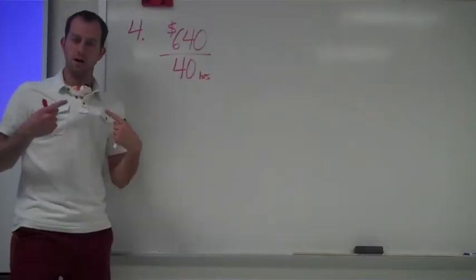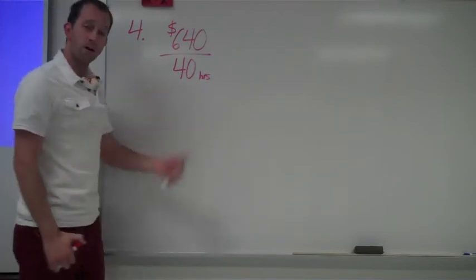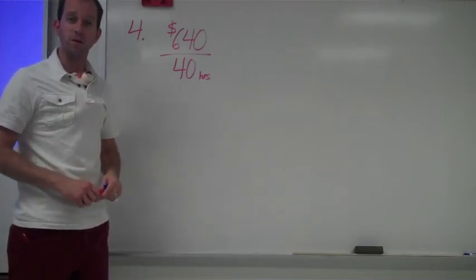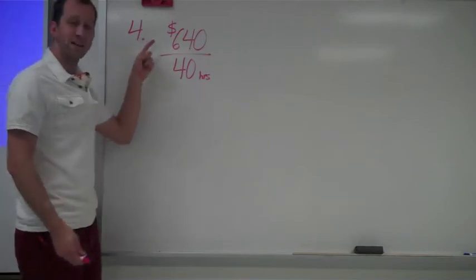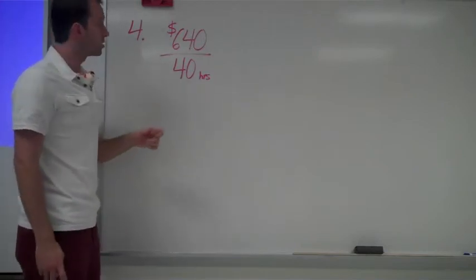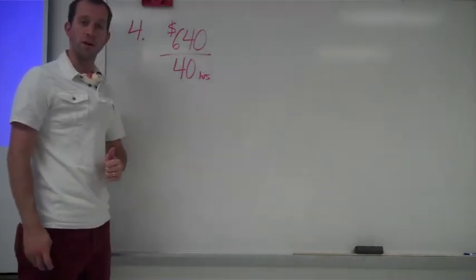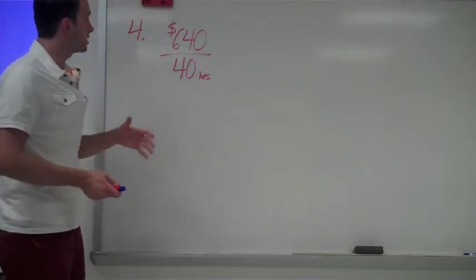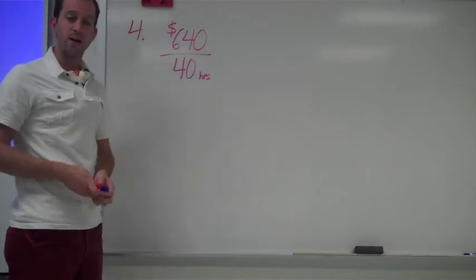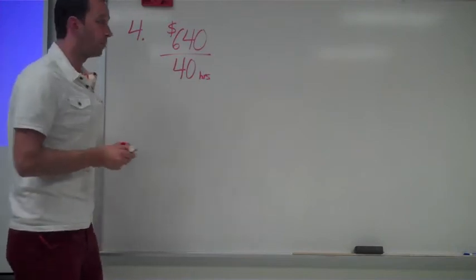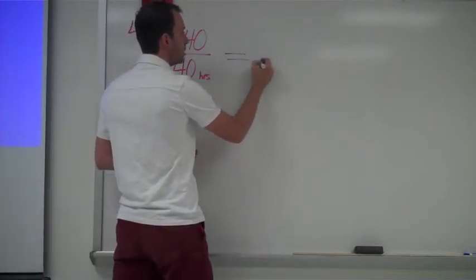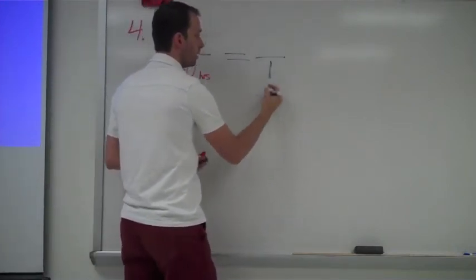Let's look at problem number 4 on our homework together. It's a unit rate problem. In this problem, we have a guy who's making $640 over a 40-hour work week. And the problem asks, what does he make per hour? That tells us it's a unit rate problem. Per hour means per 1 hour.